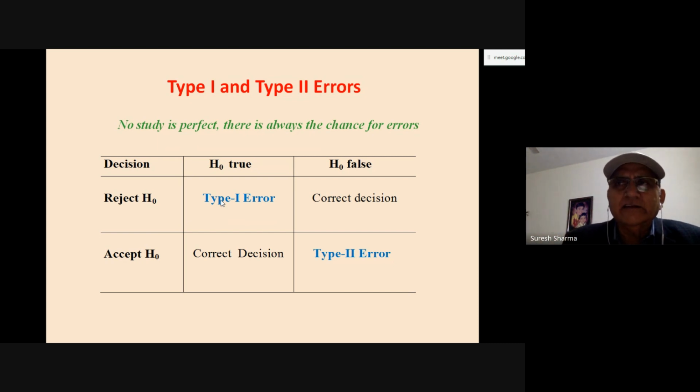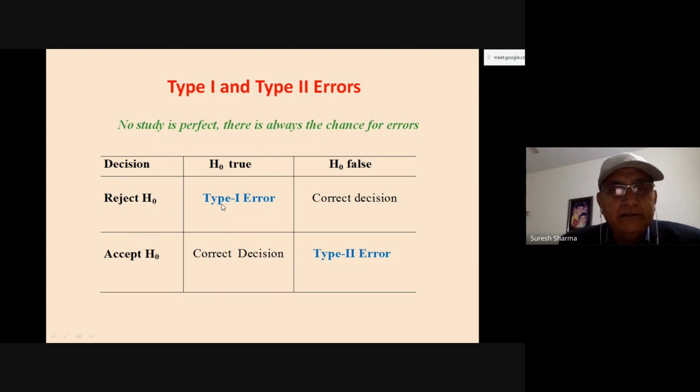And these errors in statistics are of two types. One is called type 1 error. Another is called type 2 error. Now you are familiar with what is H0, the null hypothesis, and what is H1 or HA, the alternative hypothesis. So read this table like this. Here is a decision. Here H0 is true, H0 is false. Reject H0 when H0 is true. Something is of good quality, H0 is true means something is of good quality, but it has been rejected. That means it is an error. And this type of error is called type 1 error.